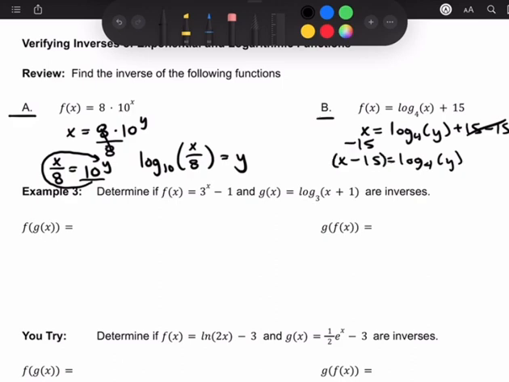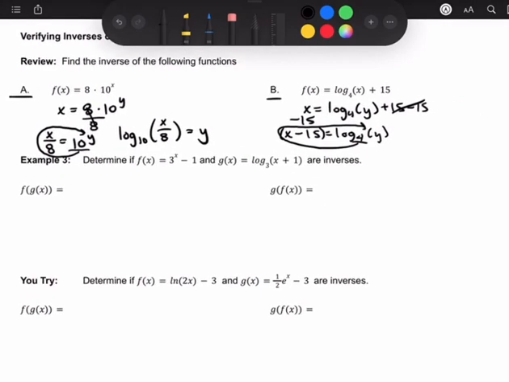And so to isolate this y from this logarithm, we're going to have to use an exponent. So we're going to say that 4 to the power of x minus 15 is equal to y. And that's going to be our inverse. So 4 to the power of x minus 15 is equal to y. So now that we know how to find the inverses of exponential and logarithmic functions, let's use this knowledge and what we've previously talked about to determine if two exponential and logarithmic functions are inverses of each other.